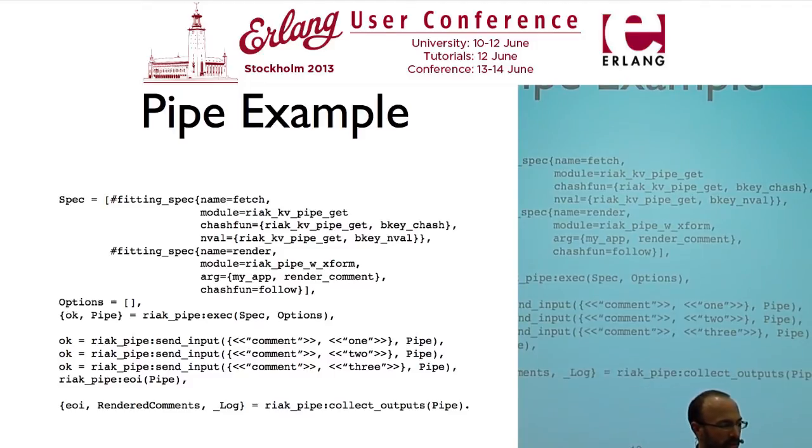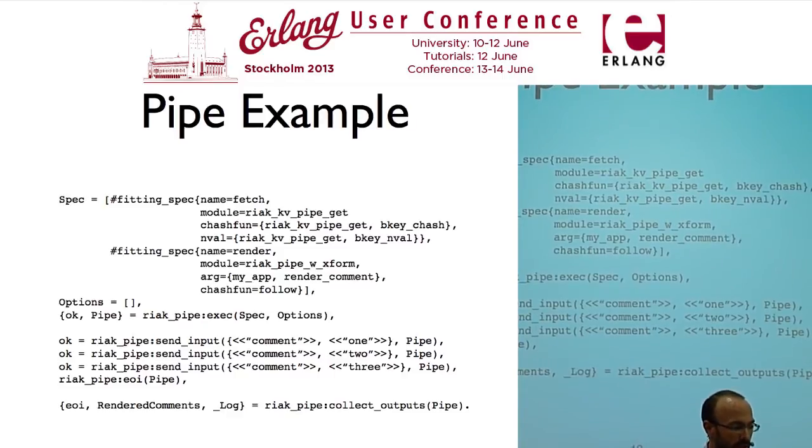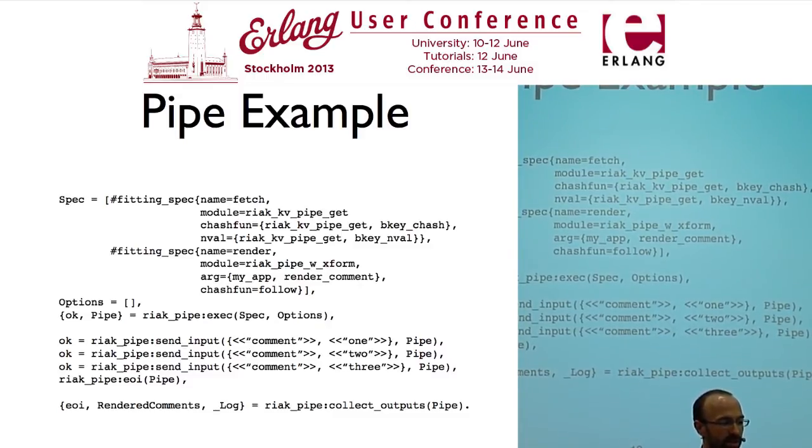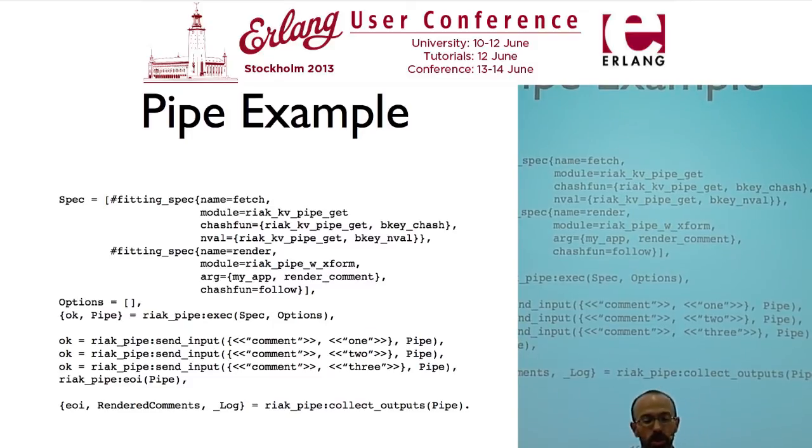And the thing you'll notice first is that C hash fun. That's that thing that I've been talking about, how we hash the inputs. So you can see that this is a fetch and render stage, and the first one is using the C hash fun that Riak KV is using. So we're going to send inputs to this stage that are keys for our key value store. And it's going to get the values of those keys for us.